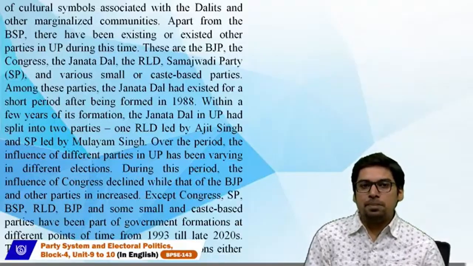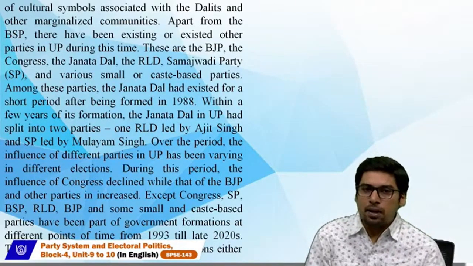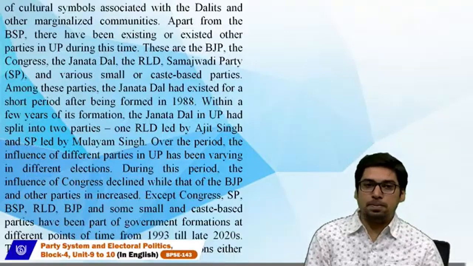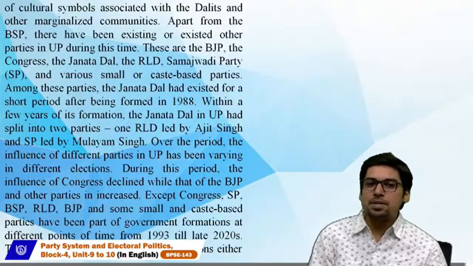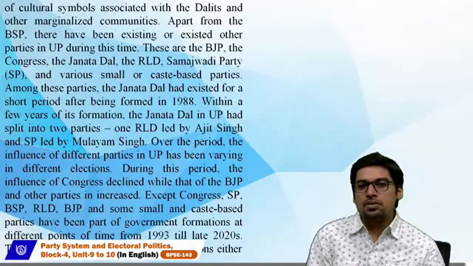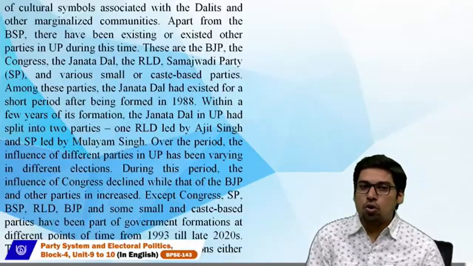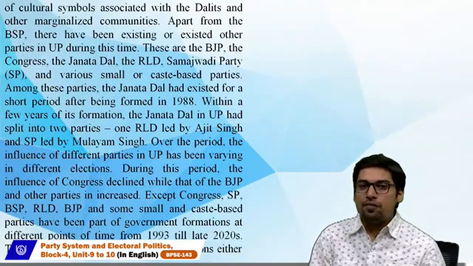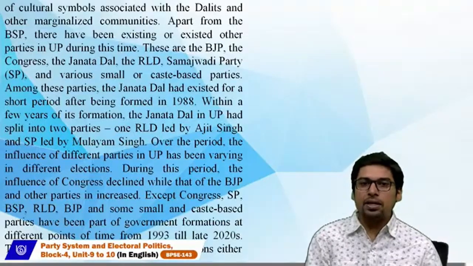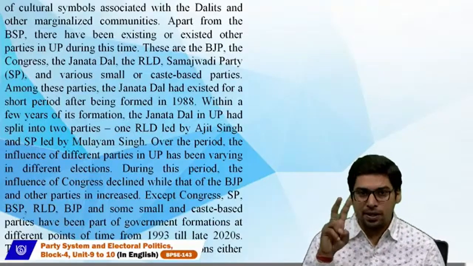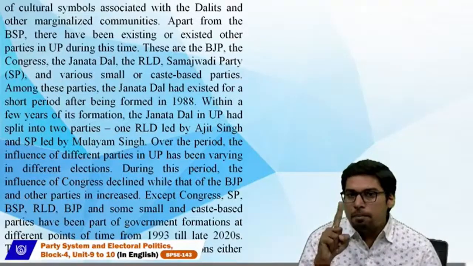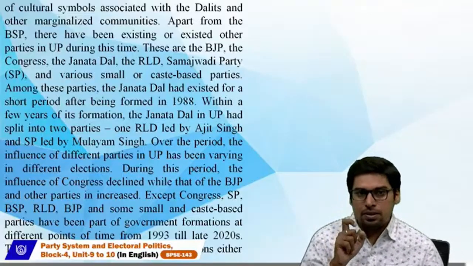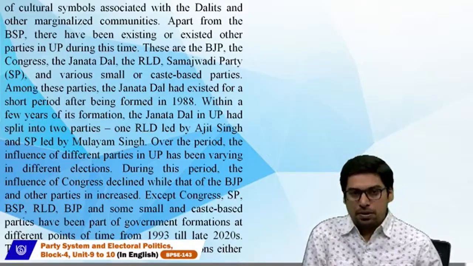There were the BJP, the Congress, the Janata Dal, the RLD, the Samajwadi Party, basically SP, and various small or caste-based parties. Among these parties, the Janata Dal existed for a short period after being formed in 1988. Within a few years of its formation, the Janata Dal in UP split into two parties: the RLD led by Ajit Singh, and the SP led by Mulayam Singh.